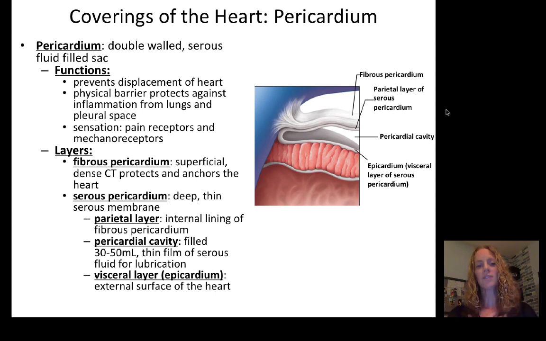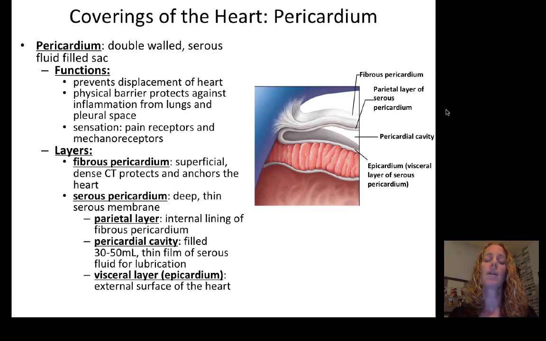So when you open up the chest cavity, you'll see the lungs on either side, surrounded by the pleural membranes, which are also double-layered serous membranes. And then in the center of the chest, you won't actually see the heart. You're going to see the pericardial sac covered in pericardial fat. You have to open that up like a bag to find the heart inside.